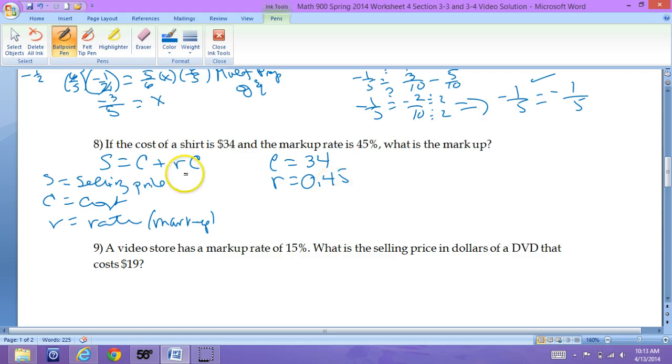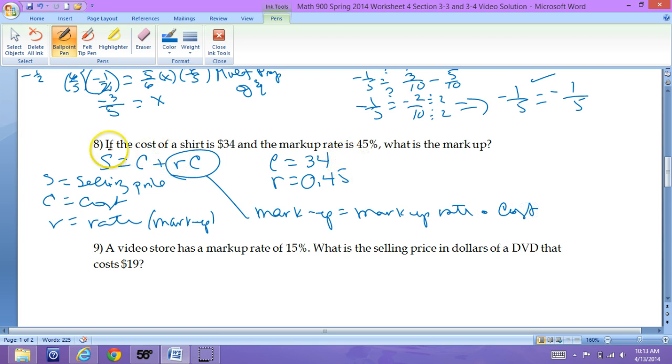So the markup is this part. The markup equals the markup rate times the cost. So in this problem, we're not even going to use this whole formula, but we still needed to understand it. We're just going to multiply this by this. So 0.45 times 34.